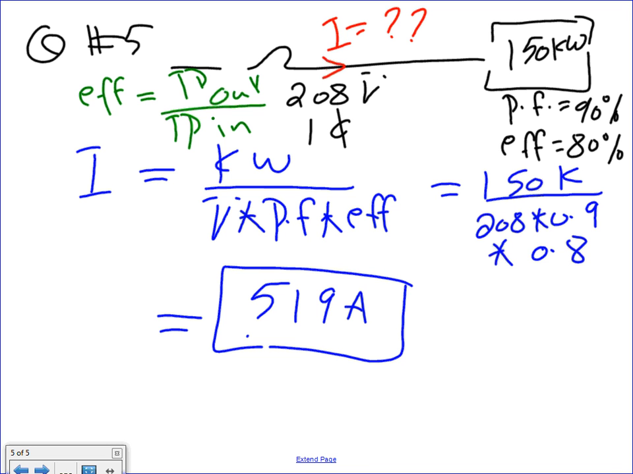Any questions about this? 150 divided by 208 times 0.8 times 0.9. Sorry, 150.